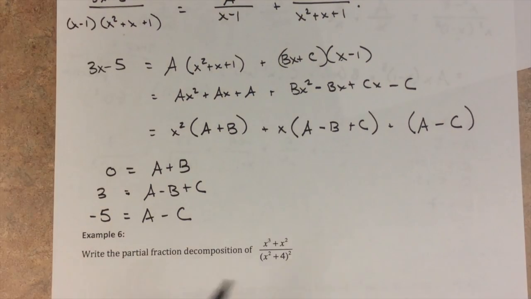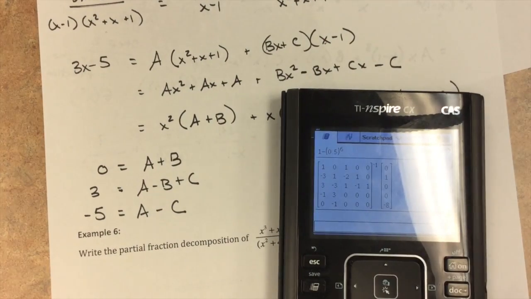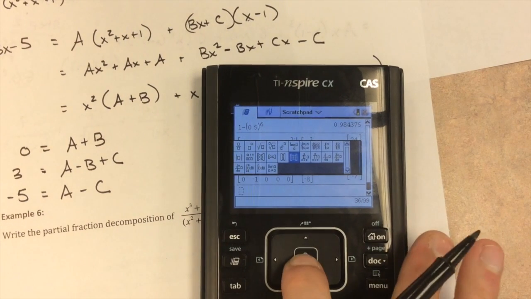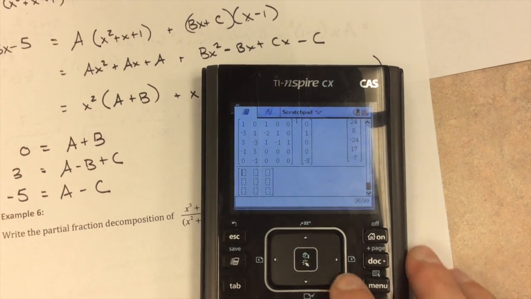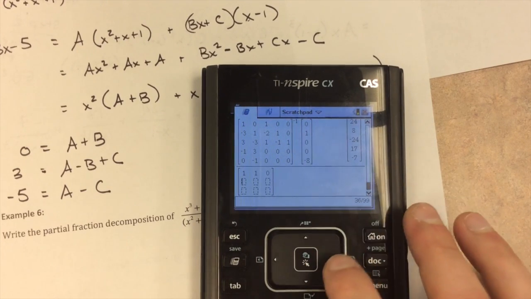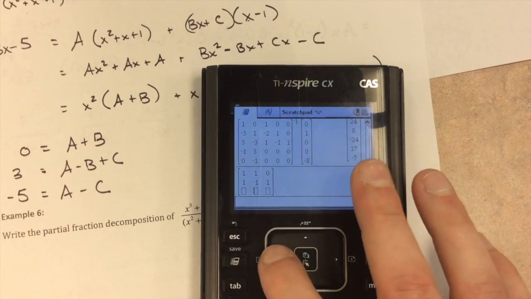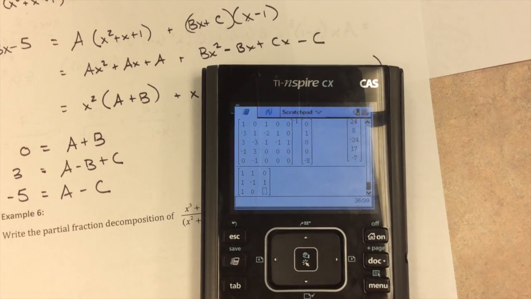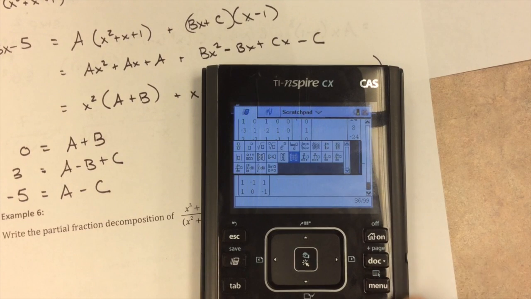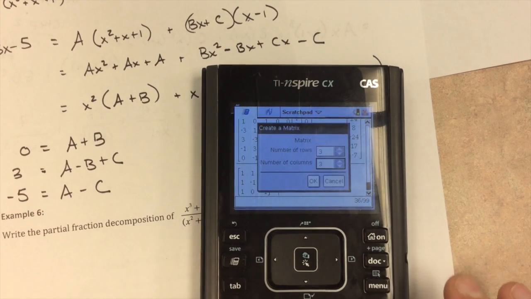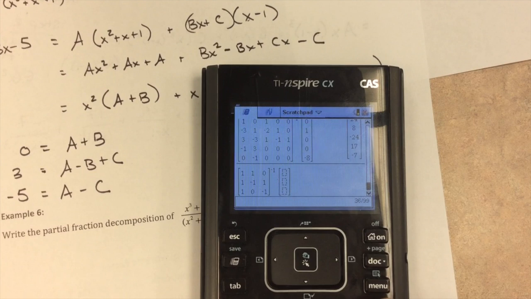So in order to solve this using matrices, we go menu, and we want 3 equations, 3 unknowns. So we have 1, 1, 0, 1, negative 1, 1, and 1, 0, negative 1. We want the inverse of that times a 3 by 1, which is 0, 3, negative 5, if I typed everything in right. I get my 3 solutions.